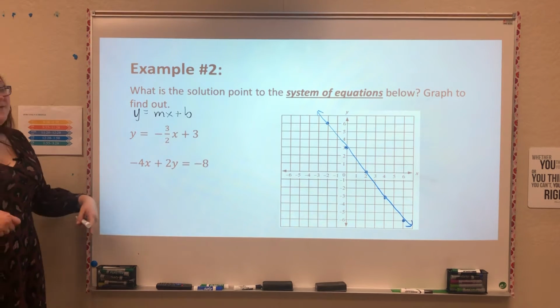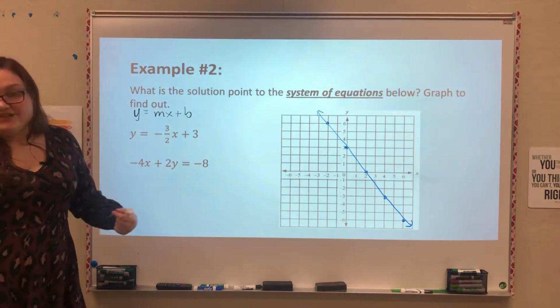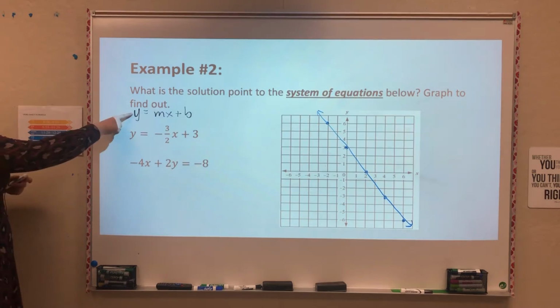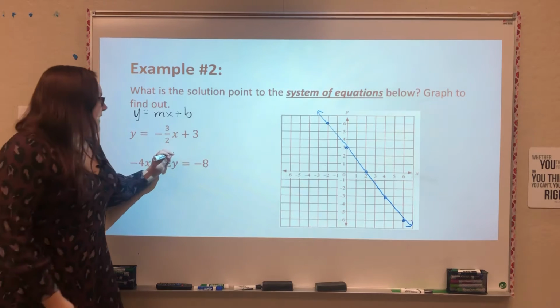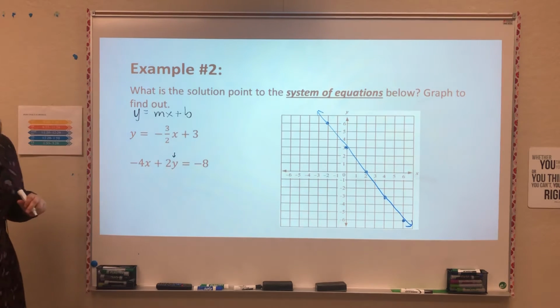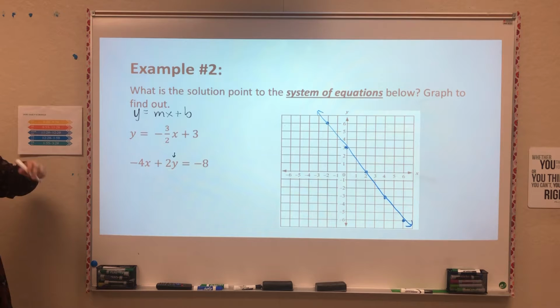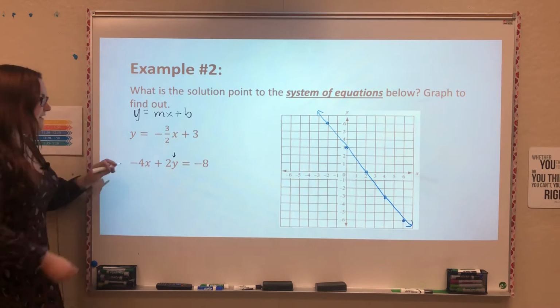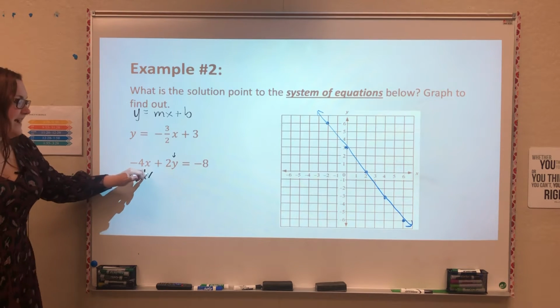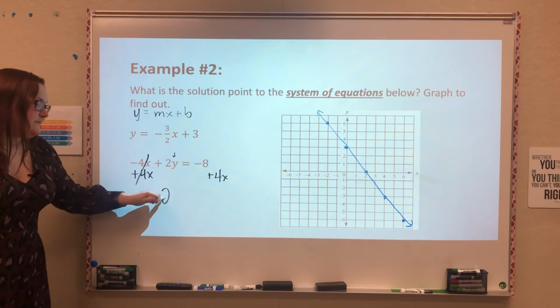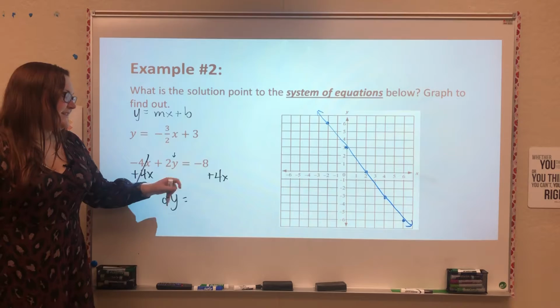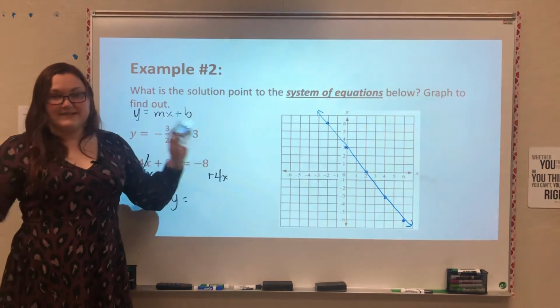So our first step before we graph it is I need to change it into slope-intercept form. I need to solve for y to make it look like this one. So in this equation, y is right here. In order to solve for y, I'm going to start off by getting rid of my 4x here. I'm going to do that by adding 4x to both sides. When I do that, that leaves me with 2y equals, I can write -8 plus 4x, and that's perfect.